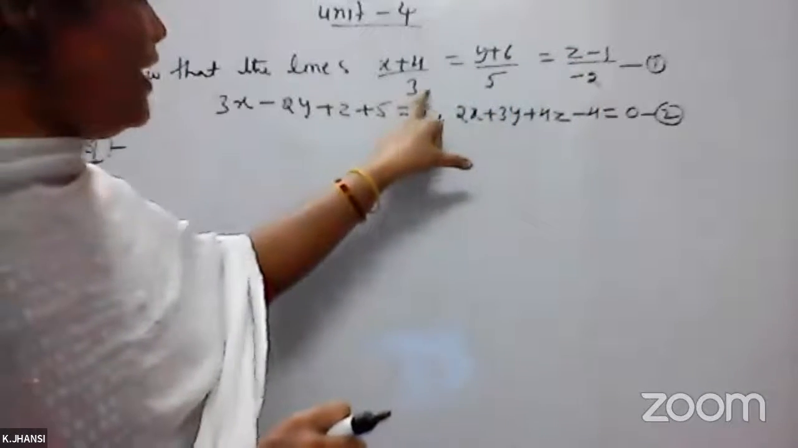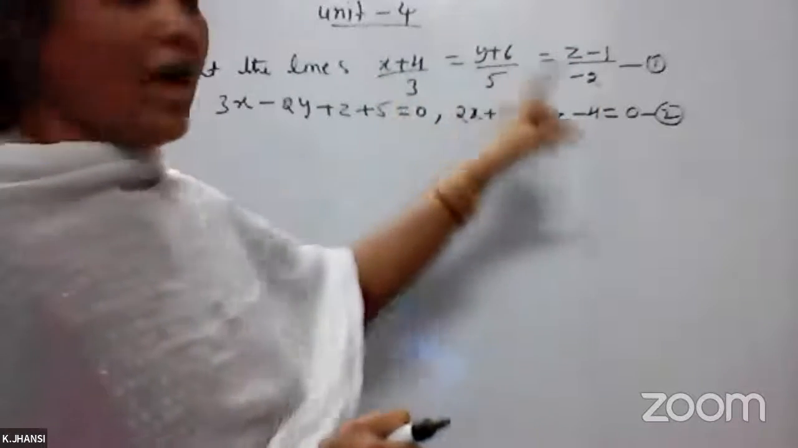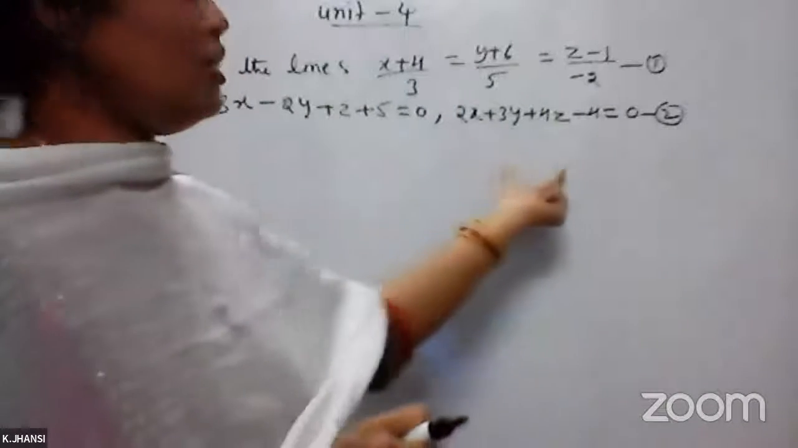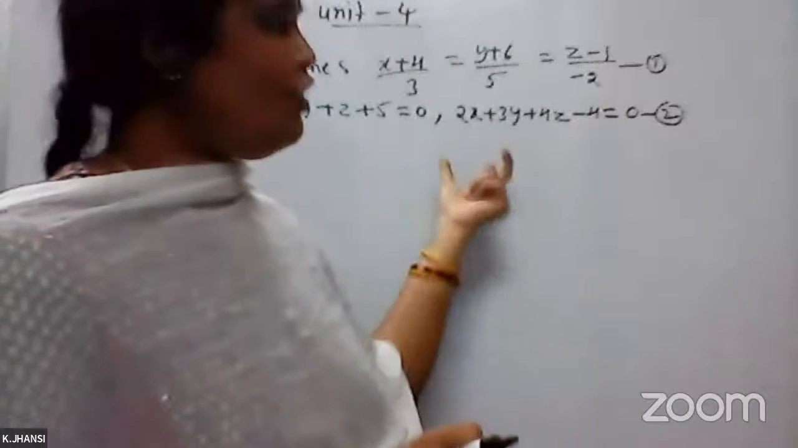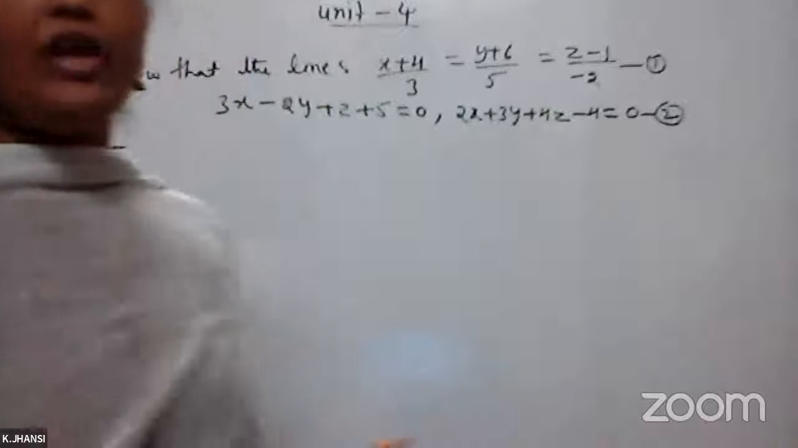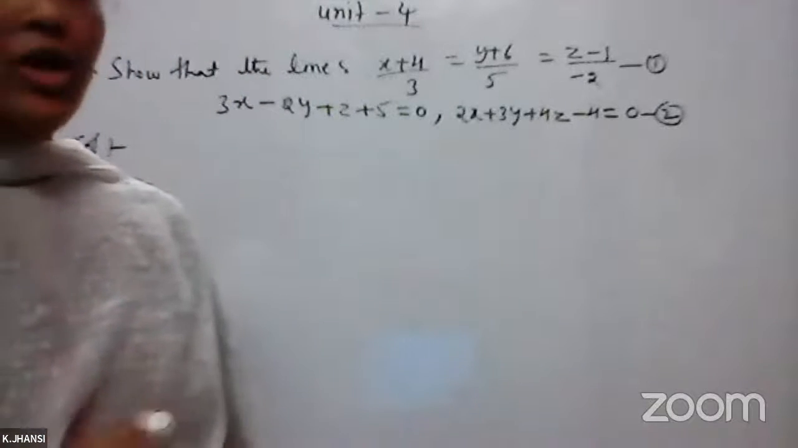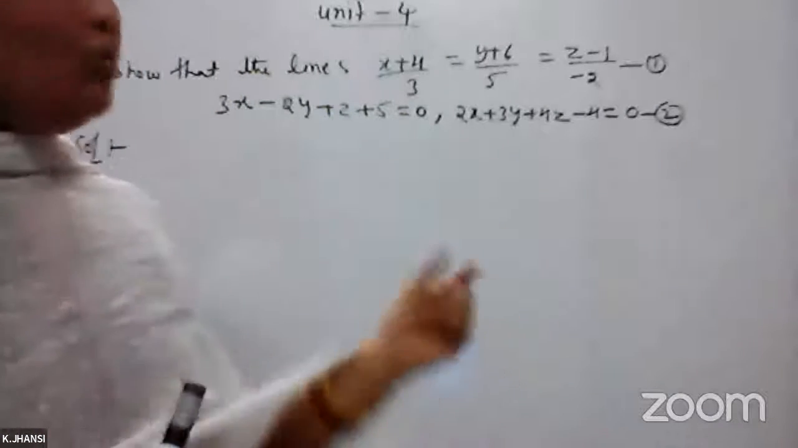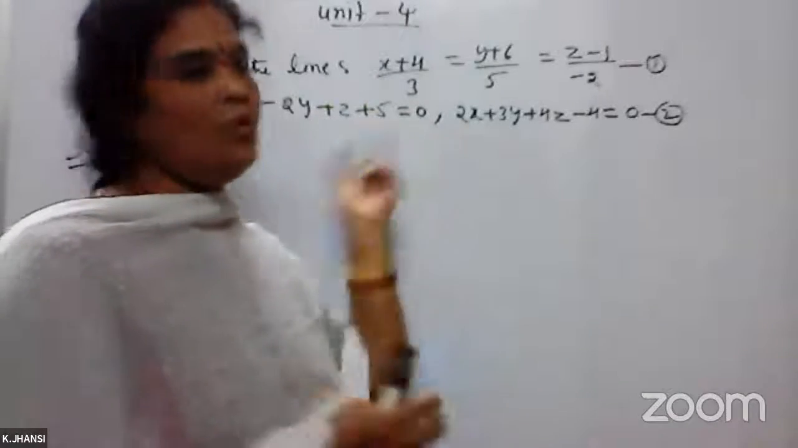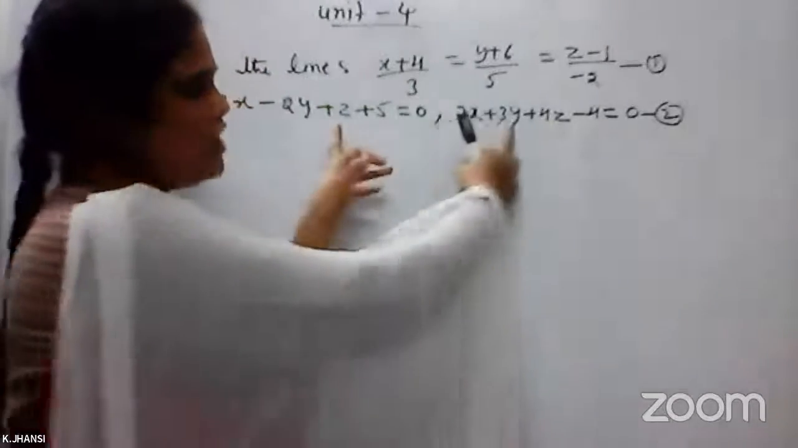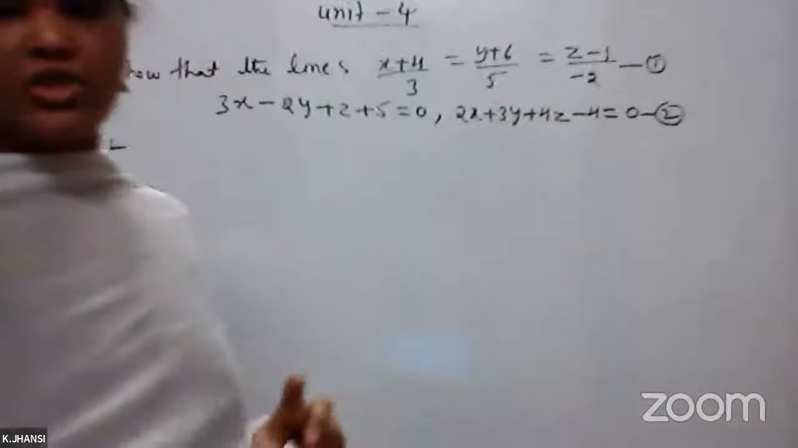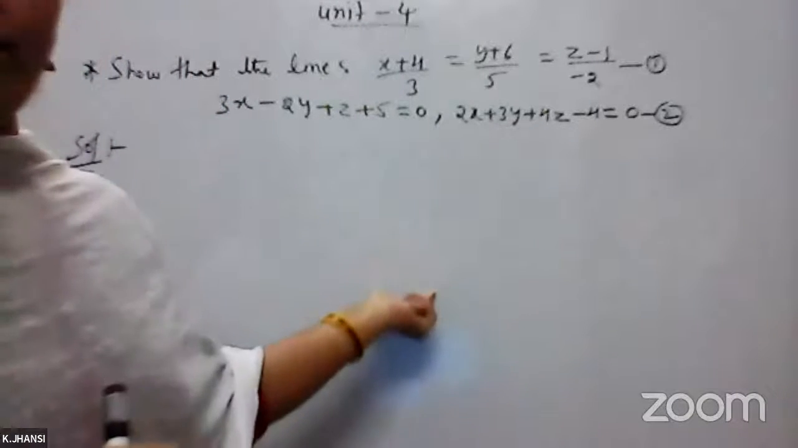So when you multiply with 3, 5, minus 2, to whatever the combination of the two planes' equation is there, then we can find the lambda value. Okay, so after getting the lambda value, if you substitute it in the equation, you will get one more equation, the combination of these two planes.